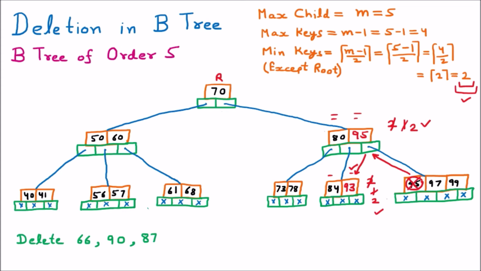Before deleting 95, how many keys are there? 1, 2, 3. So 3 keys are available. And after deleting the 95, the keys will become 2. Every node except the root can have the minimum keys 2. So the condition is still satisfied. So we are moving 95 up. So there is no problem.